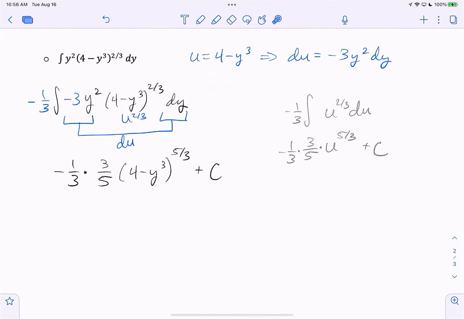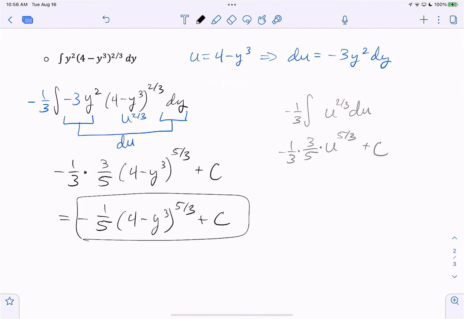original variable. But if you can, it's kind of seeing the trees in the forest, right? If you can recognize what is making your du and then recognize, oh, I'm integrating the 2/3 power, then I add 1 to that exponent, divide by the new exponent. I don't have the answer written down here yet. The 3's will divide out, and I have negative 1/5, and then 4 minus y cubed to the 5/3 power plus c is going to finish that off.